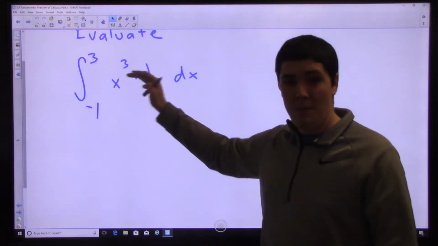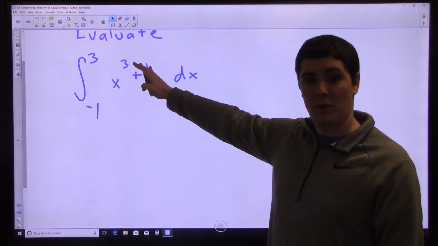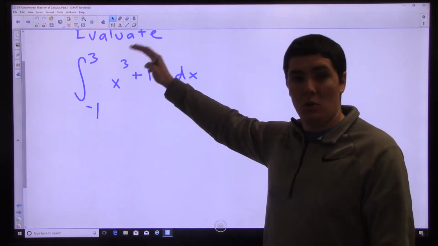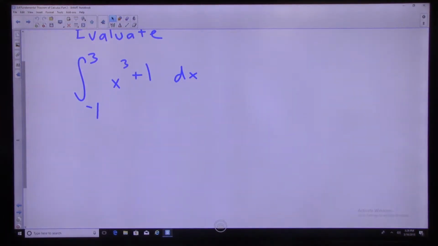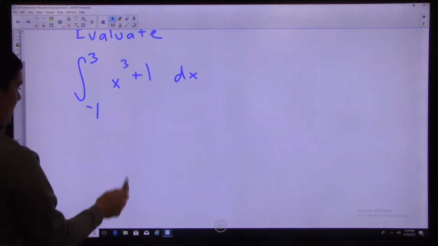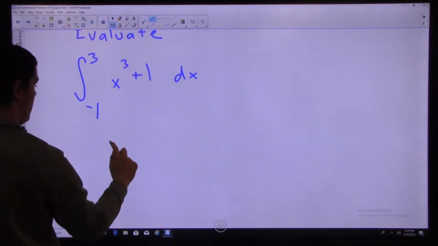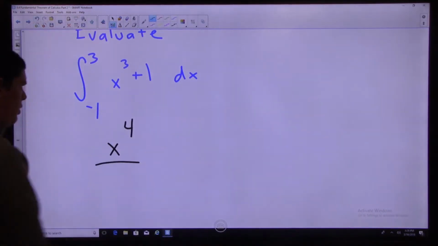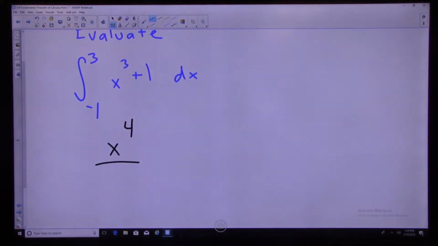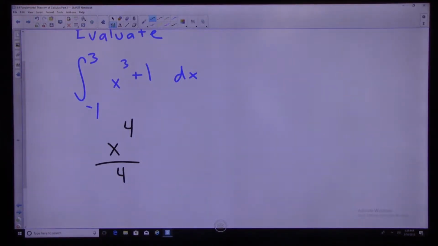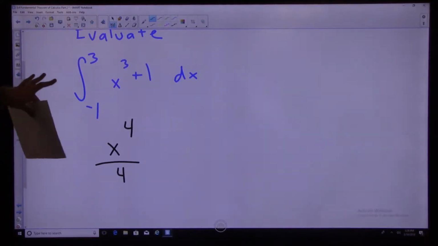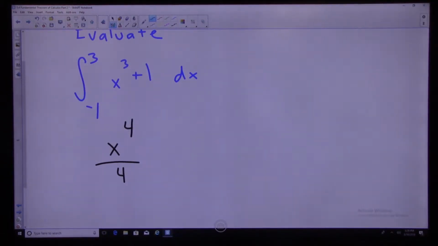So we're going to add 1 to the exponent, and then we're going to divide by the new exponent. So guys, the antiderivative of x cubed is going to be, add 1 to the exponent, x to the 4th, over, and then we have to divide by the new exponent. So it's x to the 4th over 4. Okay, so that's the first term we've taken the antiderivative of.